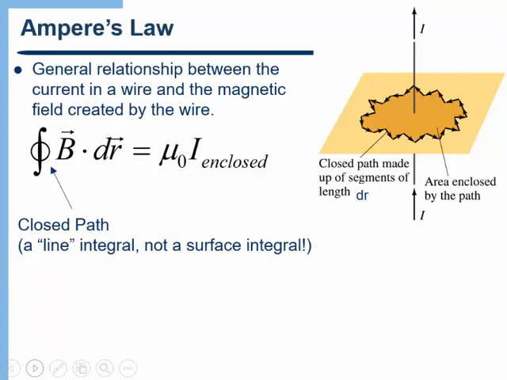We're going to now actually move on to the third of Maxwell's equations. So this is number 3 of Maxwell's equations. And it's called Ampere's law. Ampere's law allows us to figure out the magnetic field created by a current carrying wire.